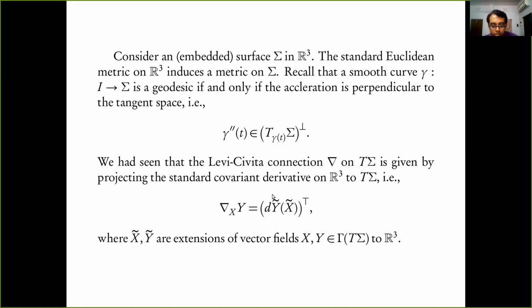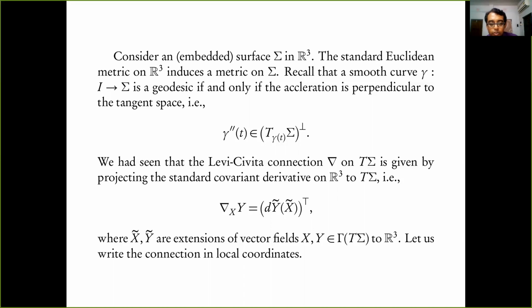But this is just how you compute things. You basically compute it in the usual Euclidean sense by choosing an extension, and then you project it down to the tangent space of the embedded submanifold. So this is what we're going to do for a particular choice of a chart on a general surface sigma. All right. So are there any questions? Okay. So let us first write down the connection in local coordinates.